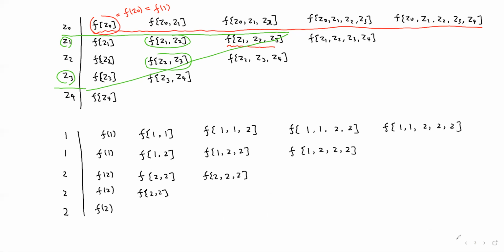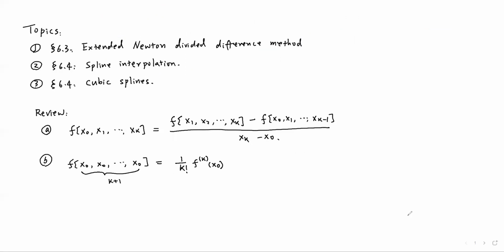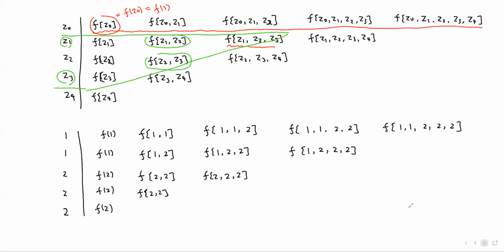Function values are given. Let me see. Function value at 1 is 2. Function value at 2 is 6. So in this table here, this is 2, and this guy is 2. This is 6, 6, 6.